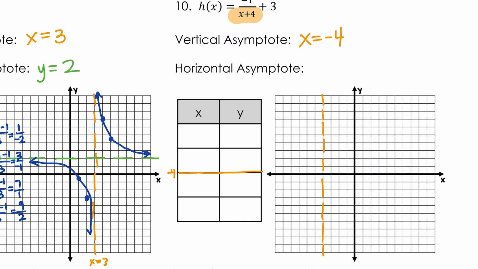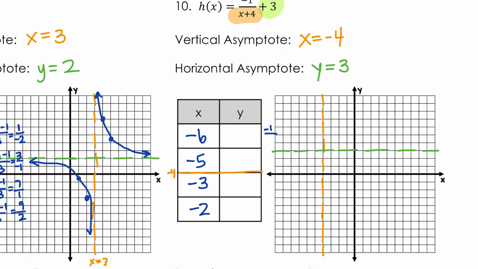For my horizontal asymptote, because this is not x's on the top, it's just numbers, a constant on the top, we're going to look over here at the plus 3 for our horizontal asymptote. So y equals 3. And our range is all real numbers except y cannot be 3. Okay. When we find points for our table, since our asymptote there was at -4, I'm going to go 2 to the left, -5 and -6, 2 to the right at -3 and -2. I'm going to plug those in to my function.